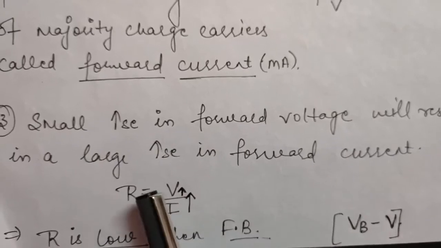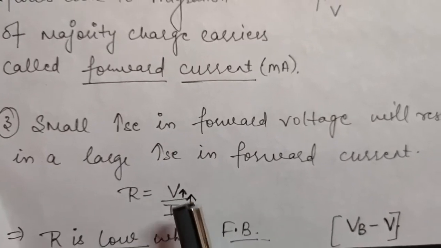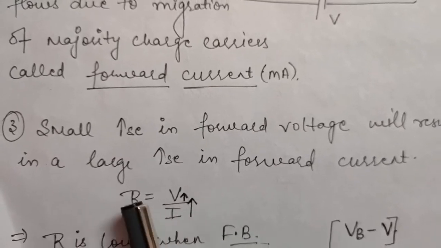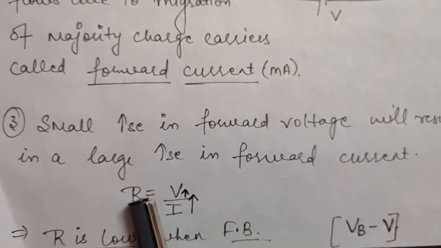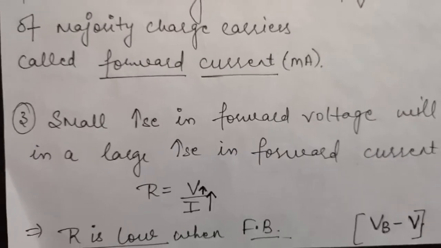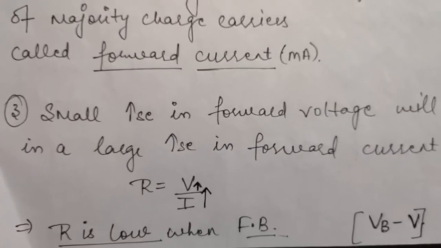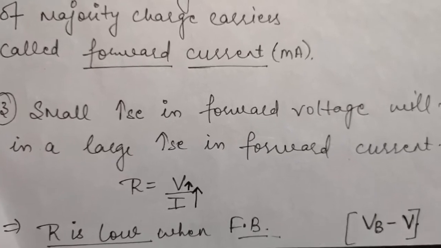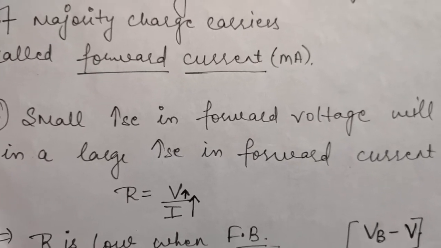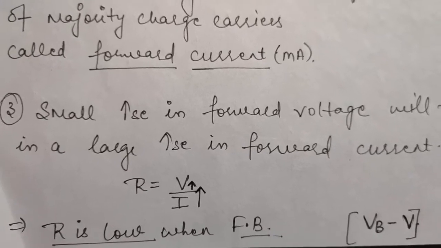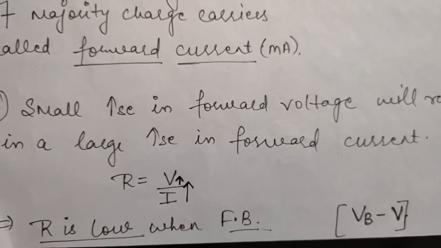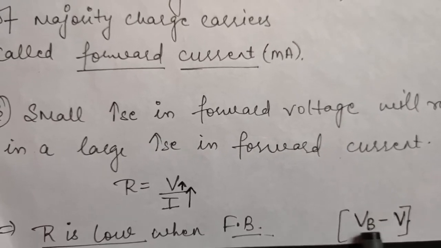And by Ohm's law, you know R is equal to V by I. By a small increase in V, there is a very large increase in I. So that means resistance of PN junction is low when it is forward biased. So these are the main 3 points in forward biasing: your width of depletion layer will decrease, a forward current will flow due to majority charge carriers, and the resistance of PN junction is low when it is forward biased. Okay, so here as you can see I have written a term VB minus V.